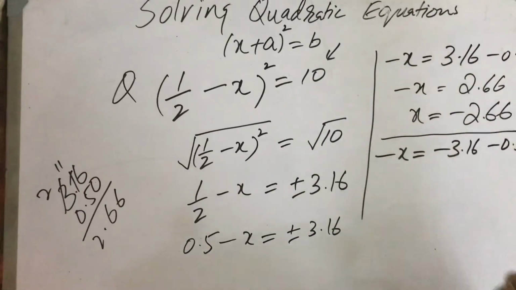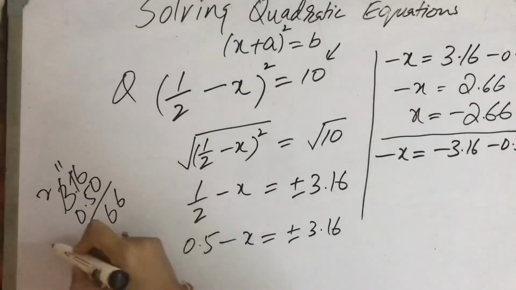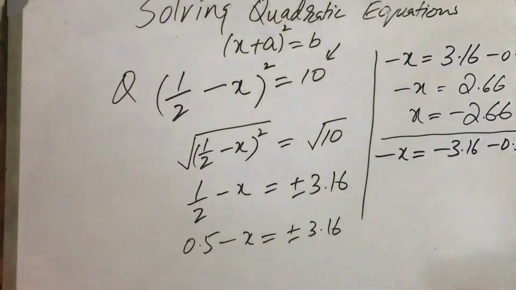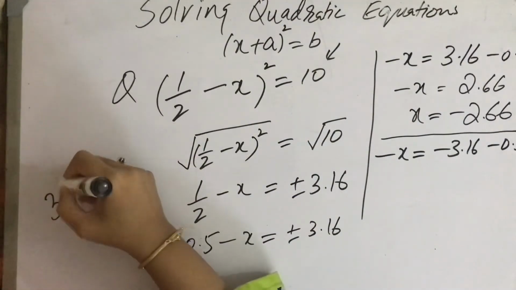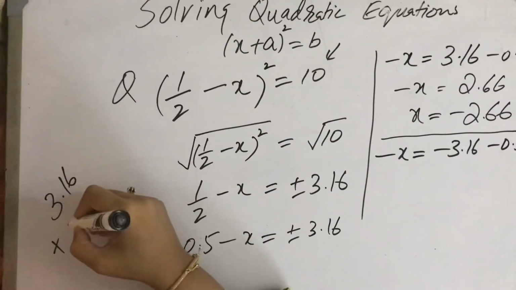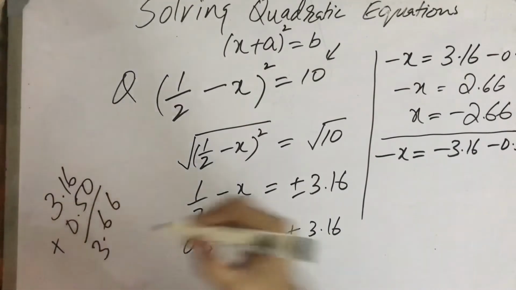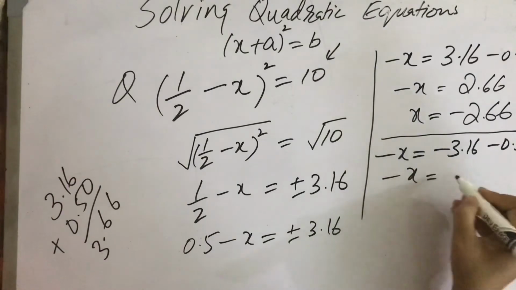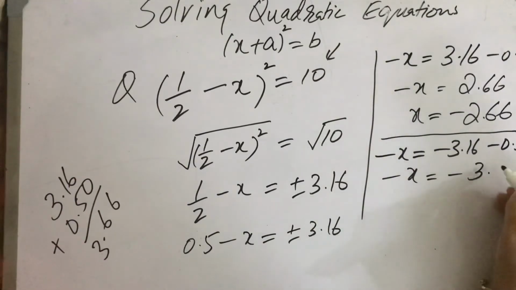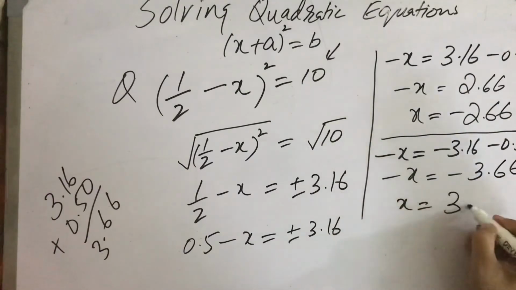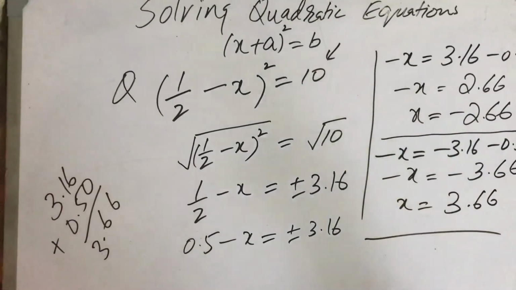This sign will come here, and as both are negative, here we will add. Here we subtracted, but now we have to add 3.16 plus 0.50. Both were negative, so we will add and we shall give it a negative sign, minus 3.66, but the value of x will be positive 3.66. This is the second answer.